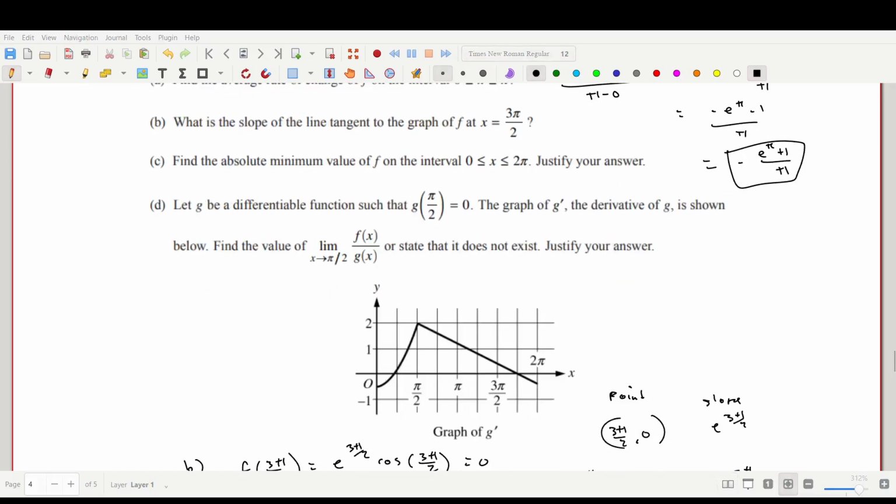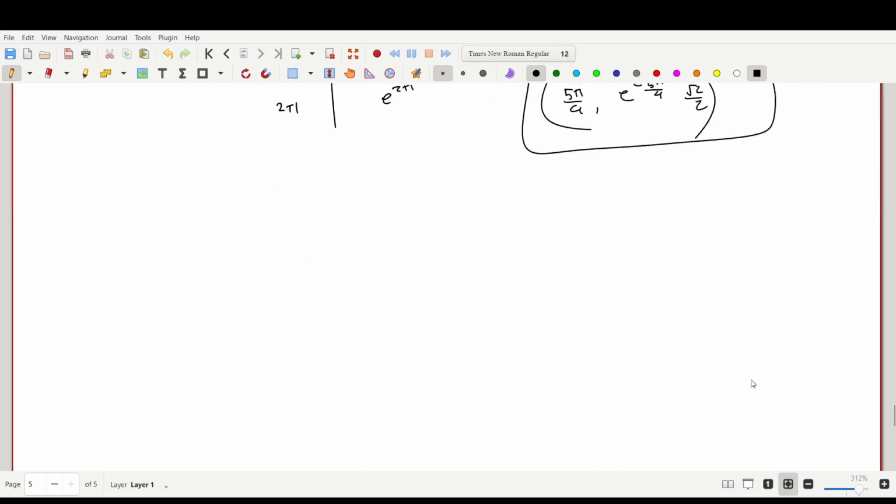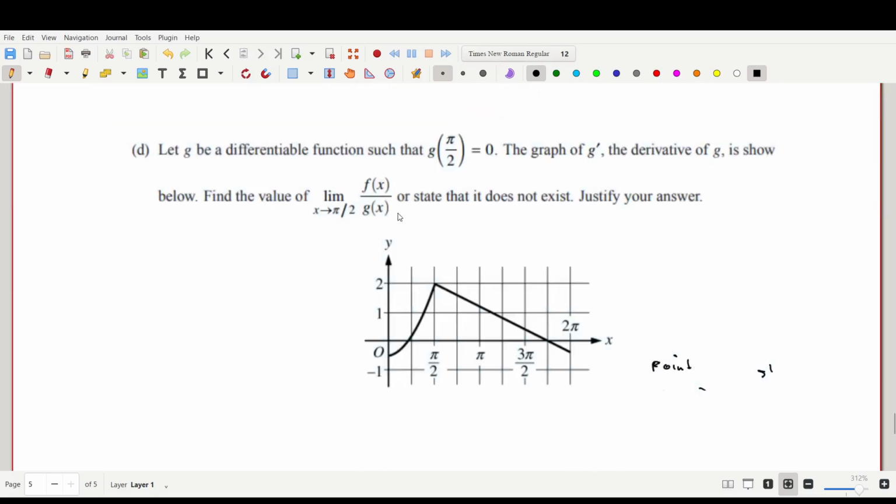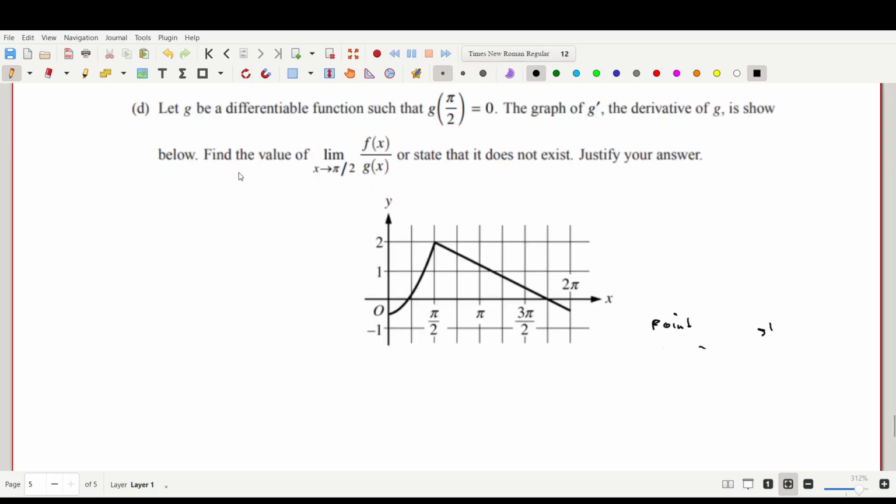All right, D. Let G be differentiable such that G of pi over 2, I should just copy this one down because I don't want to scroll up a whole bunch. I do apologize, I need to copy a little bit extra. All right, D is shown below. We want the limit as x goes to pi over 2 of f of x over g of x. That's really cool. Probably L'Hopital's rule. So you need to do stuff.